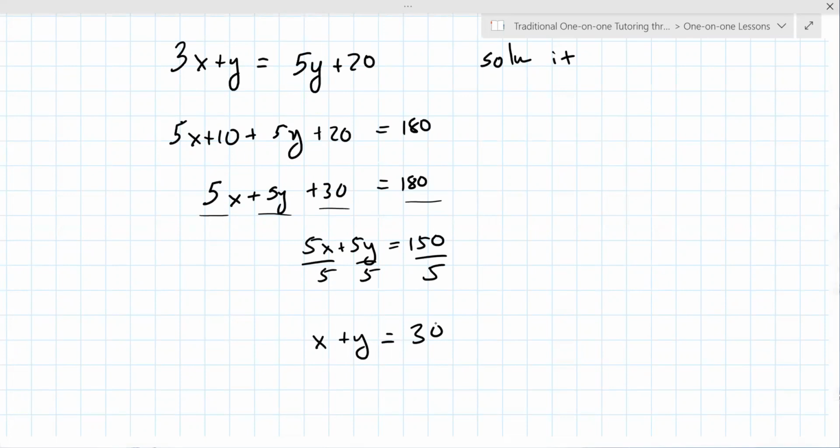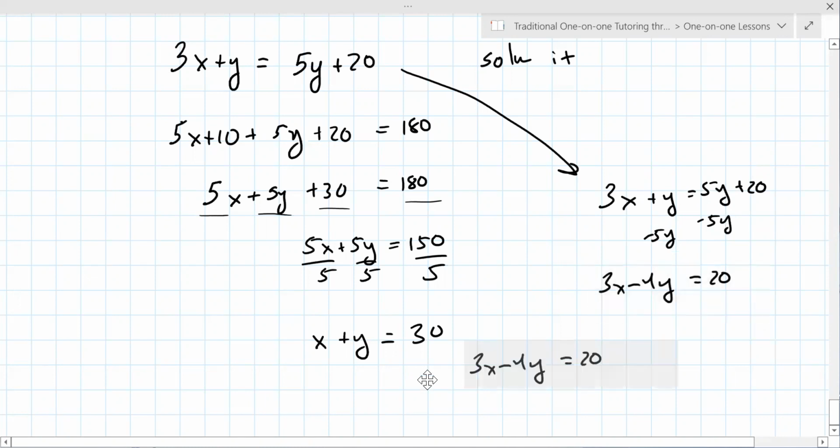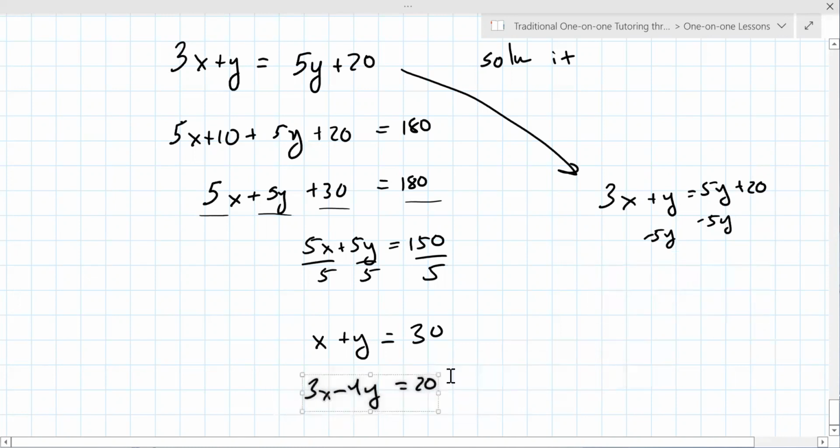Other students in your class might take this first equation here, 3x plus y equals 5y plus 20. They might move the 5y over, 3x minus 4y equals 20. And now you've got these two equations, but in standard form. A lot of students would use elimination, but you could use substitution because you just have to solve the top one for x or y and put it back into the other.